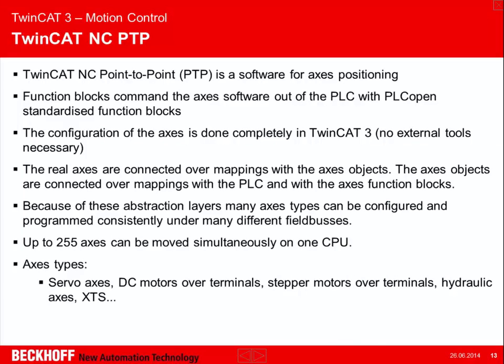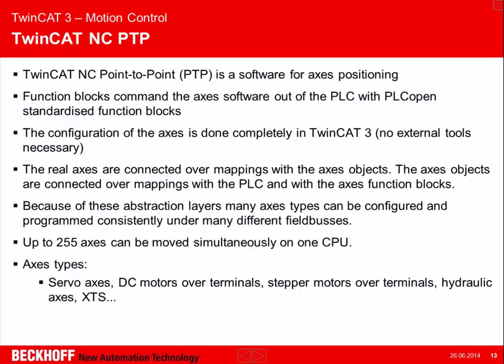First of all, motion control point-to-point is software which drives axes, mainly for positioning. We have different function blocks which communicate from the PLC to our NC, and the standard behind the shape and definition of the function blocks is the PLCopen definition for motion control.